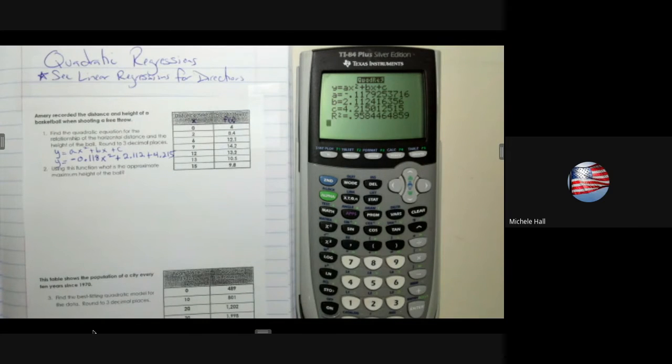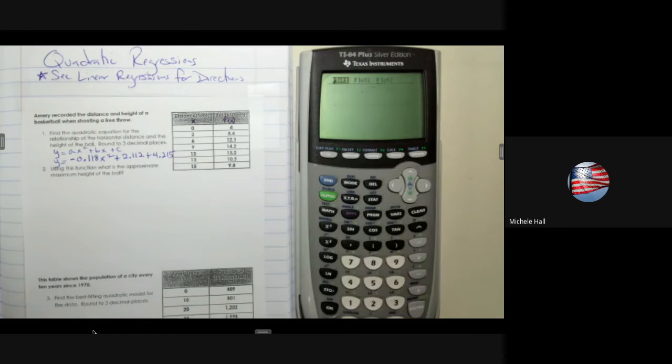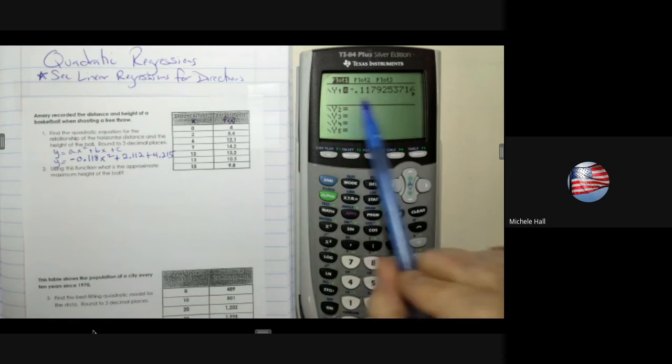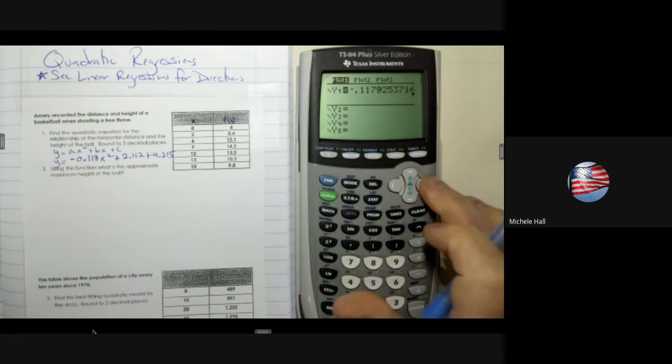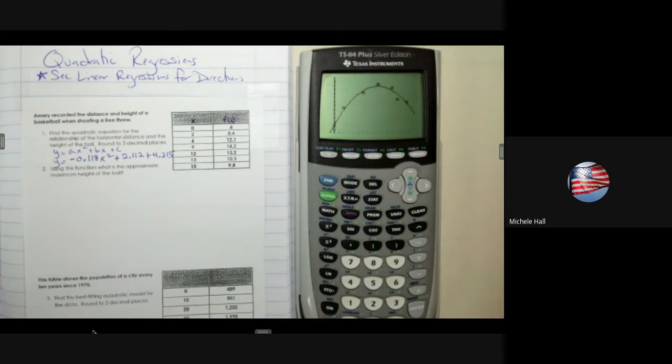Using this function, what is the approximate maximum height of the ball? What is the maximum height? So let's go to graph. There is the equation that we just stored. If we look over here at y1, we see that that equation has been stored in there. It goes many, many decimal places. Even more exact than just punching in 3 decimal places. There's the x squared plus 2.12 and so on. So back to the graph.